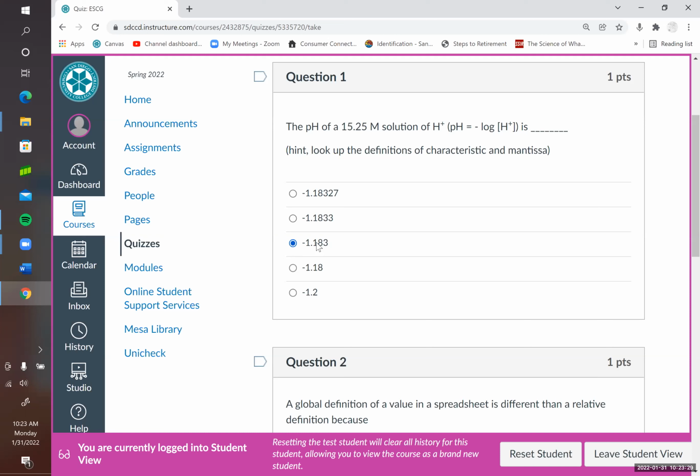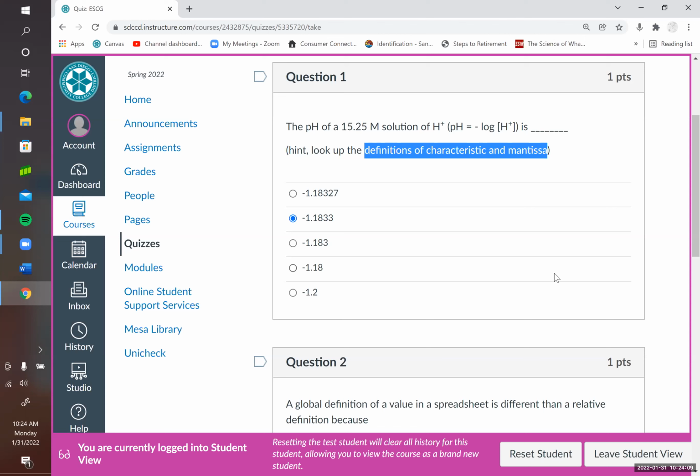This is a compound value made up of what's called a characteristic, which is a placeholder. It's to the left of the decimal. The mantissa carries the number of significant figures. So this thing right here only has 3 significant figures, whereas this has 4. But how would you know that? You would only know that if you looked up what the characteristic and mantissa means and how it's generated by taking the log of a number.